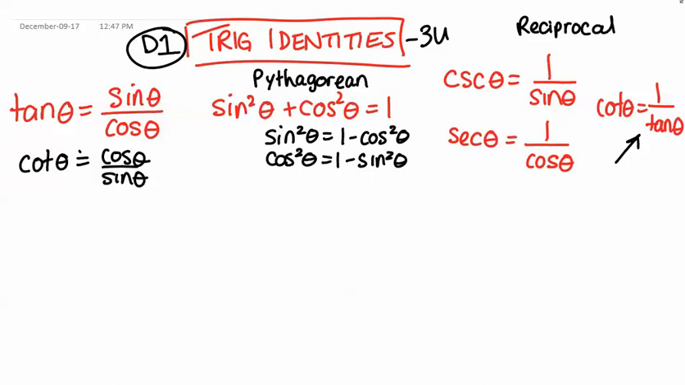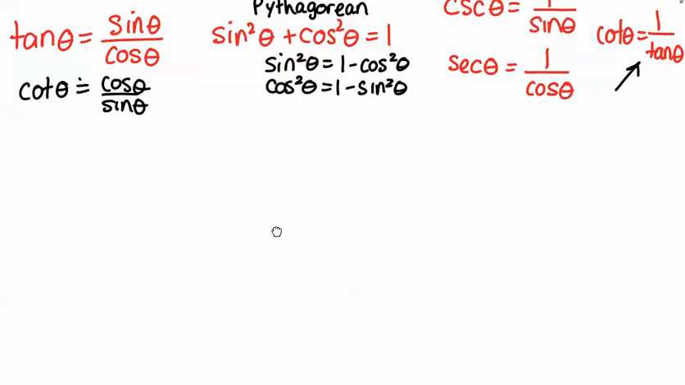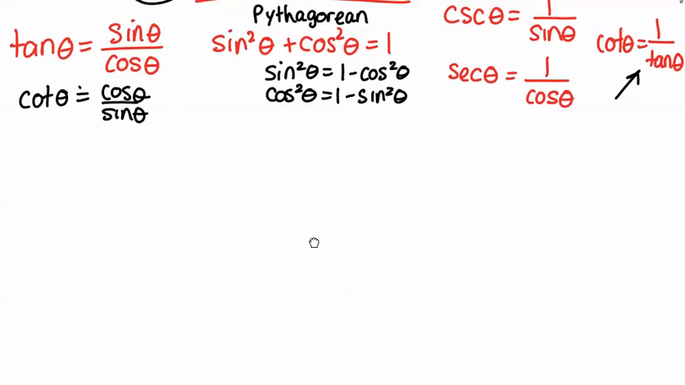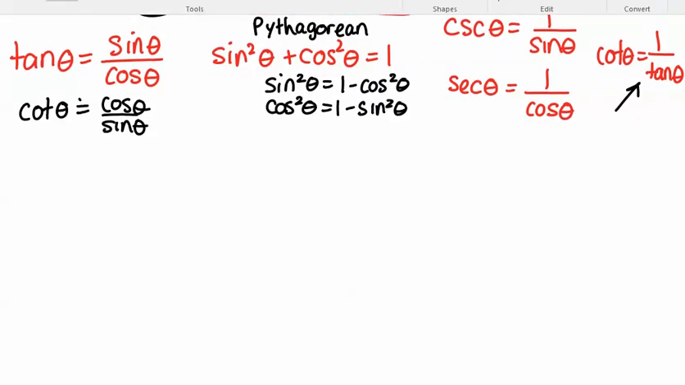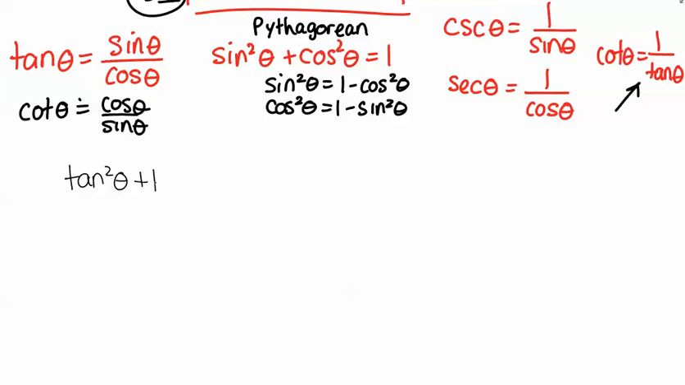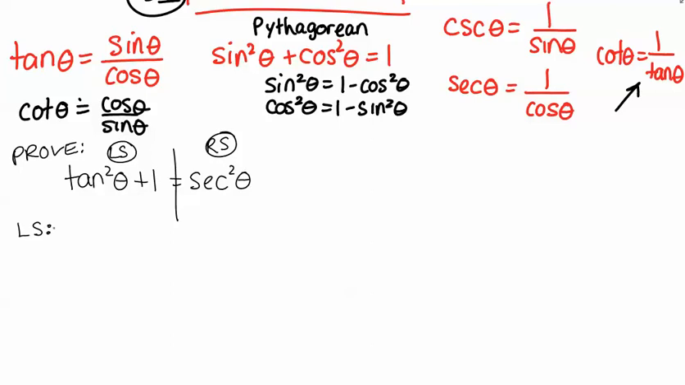Okay, so say we have an identity to prove. Try to keep these so we can see them. Okay, so let's say we wanted to prove that tan squared theta plus 1 was equal to secant squared theta. So we want to prove this. Okay, so rules are you can deal with one side at a time. So there's the left side, there's the right side. So let's say we're just going to deal with the left side because it's the more complicated side. It's usually easier to start with the more complicated side.